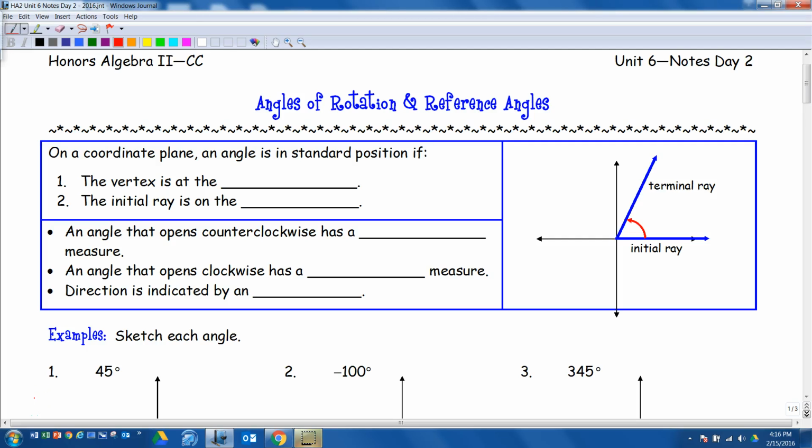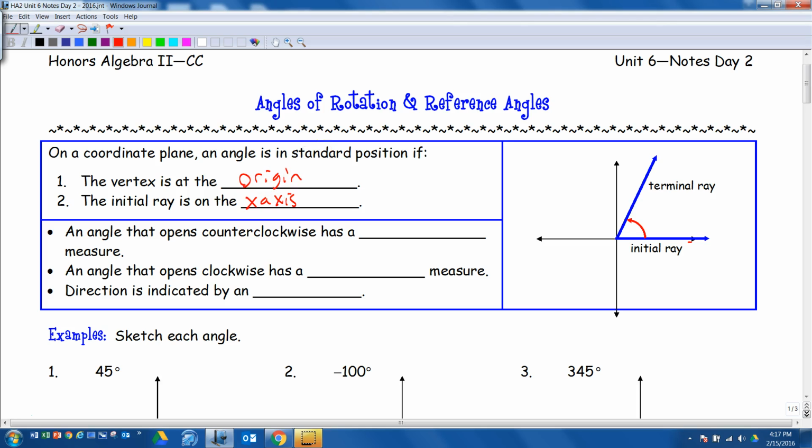Alright class, today we're talking about angles of rotation and reference angles. First thing is, if you look to your right, you have a picture. The initial ray is on the x-axis, and the vertex we're going to put at 0, 0, or the origin.